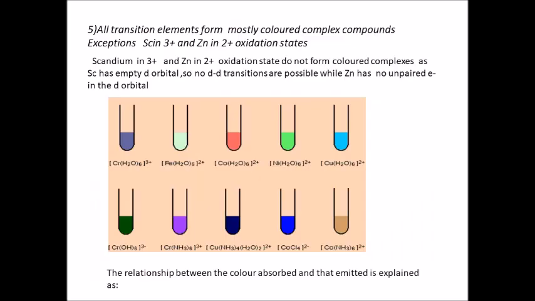Now all transition elements will show complex compounds. Exception is scandium in +3 and zinc in +2 oxidation states. Scandium in +3 and zinc in +2 oxidation states do not form colored complexes, as scandium has got no electrons in the d orbital then, and d-d transition is not possible.